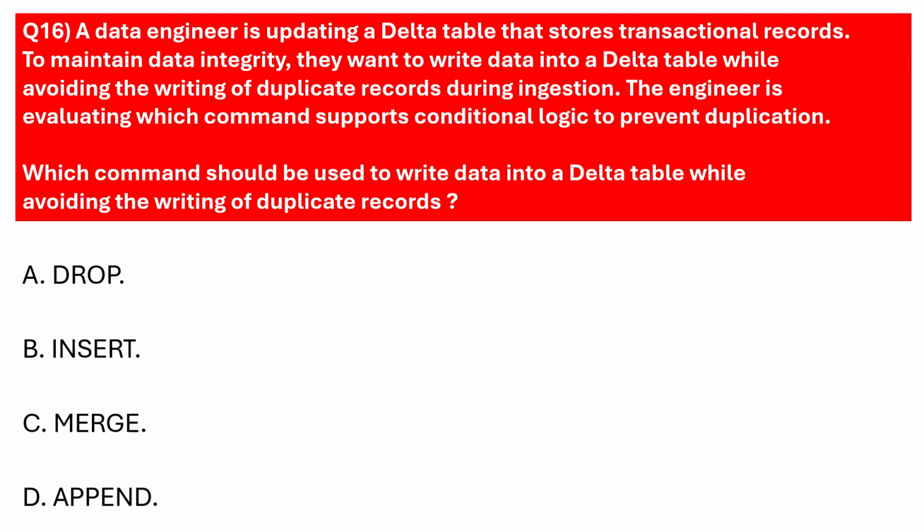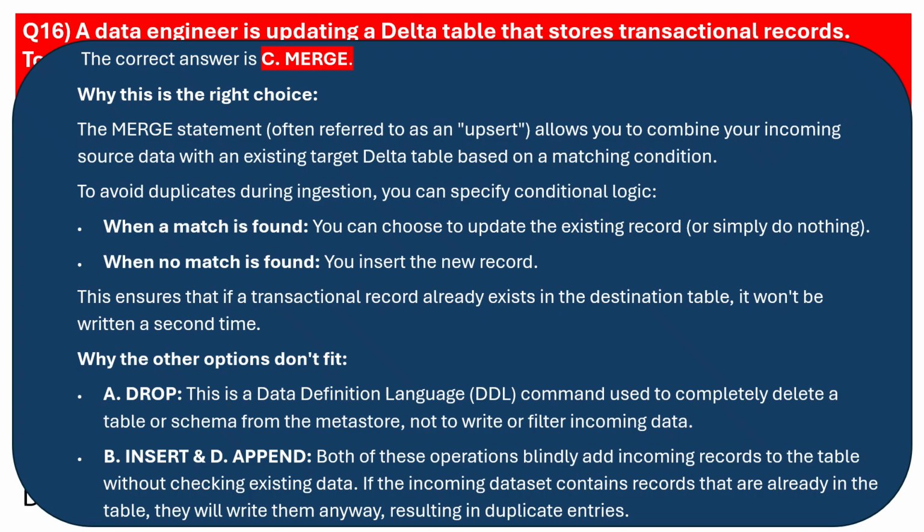Q16. A data engineer is updating a Delta table that stores transactional records. To maintain data integrity, they want to write data into a Delta table while avoiding the writing of duplicate records during ingestion. The engineer is evaluating which command supports conditional logic to prevent duplication. Which command should be used to write data into a Delta table while avoiding the writing of duplicate records? A. Drop. B. Insert. C. Merge. D. Append. The correct answer is C.